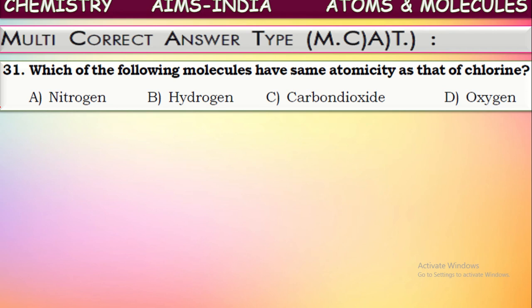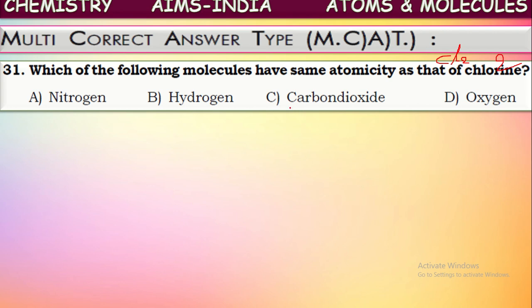They're asking about atomicity. Which elements have the same atomicity as that of chlorine? We know what atomicity means. What is meant by atomicity? The number of atoms present in one molecule of an element is called the atomicity of that element. Now, what is the atomicity of chlorine? We know the molecular formula of chlorine is Cl2, meaning there are two atoms of chlorine in each molecule of chlorine. What can we say now about the atomicity of chlorine? 2. So the atomicity of chlorine is 2.